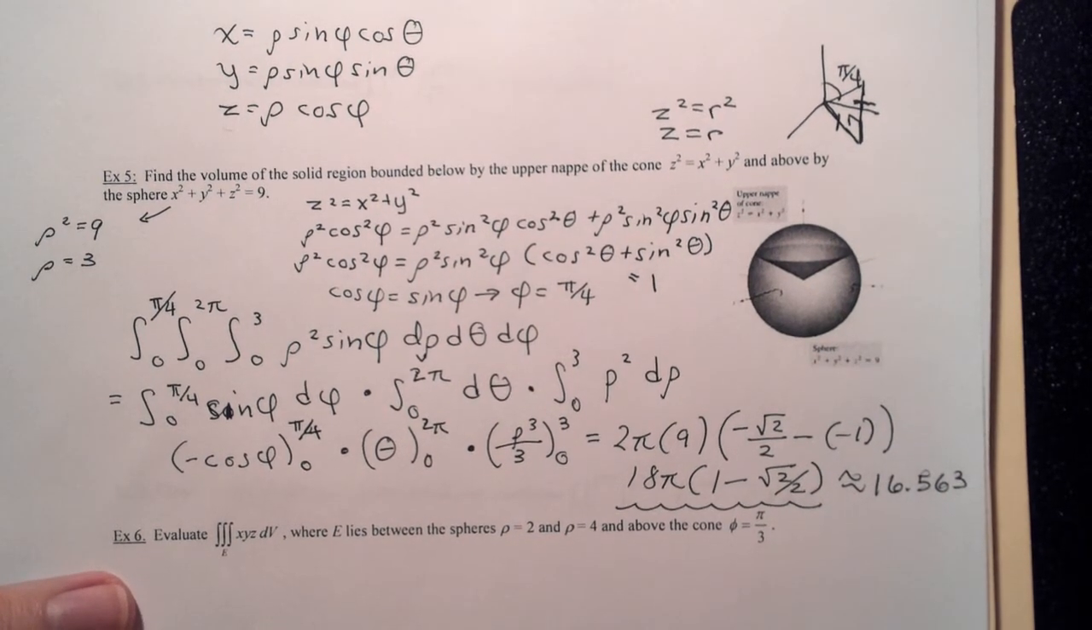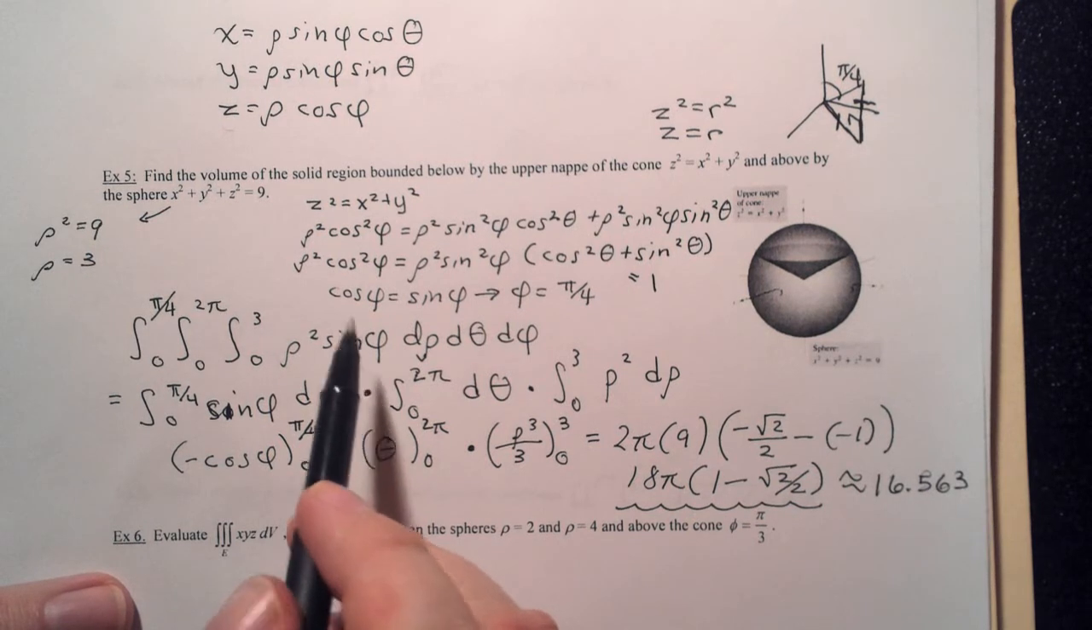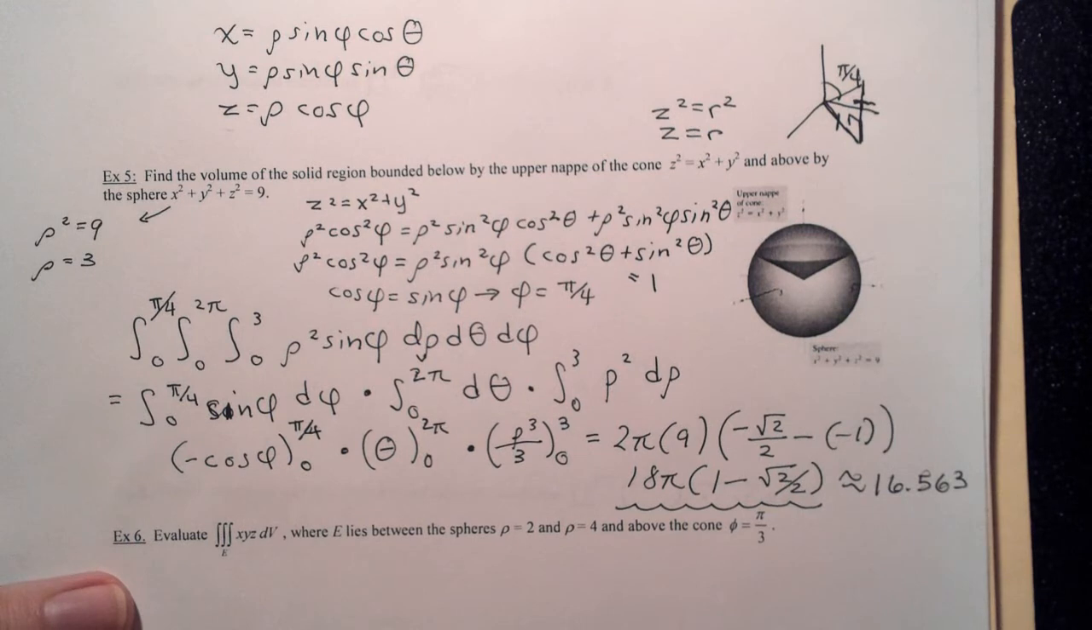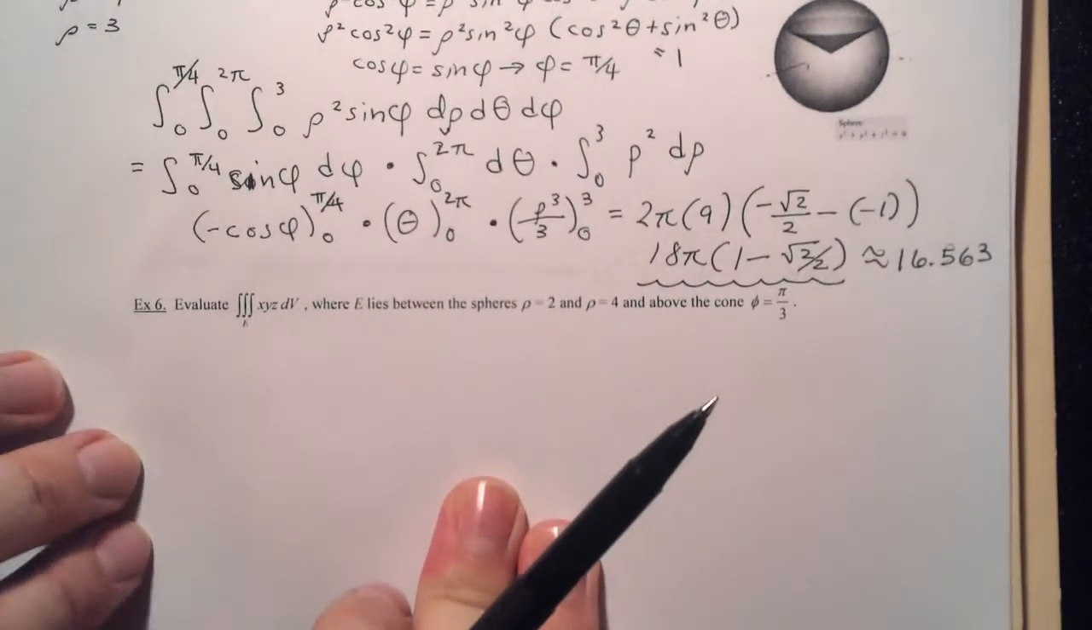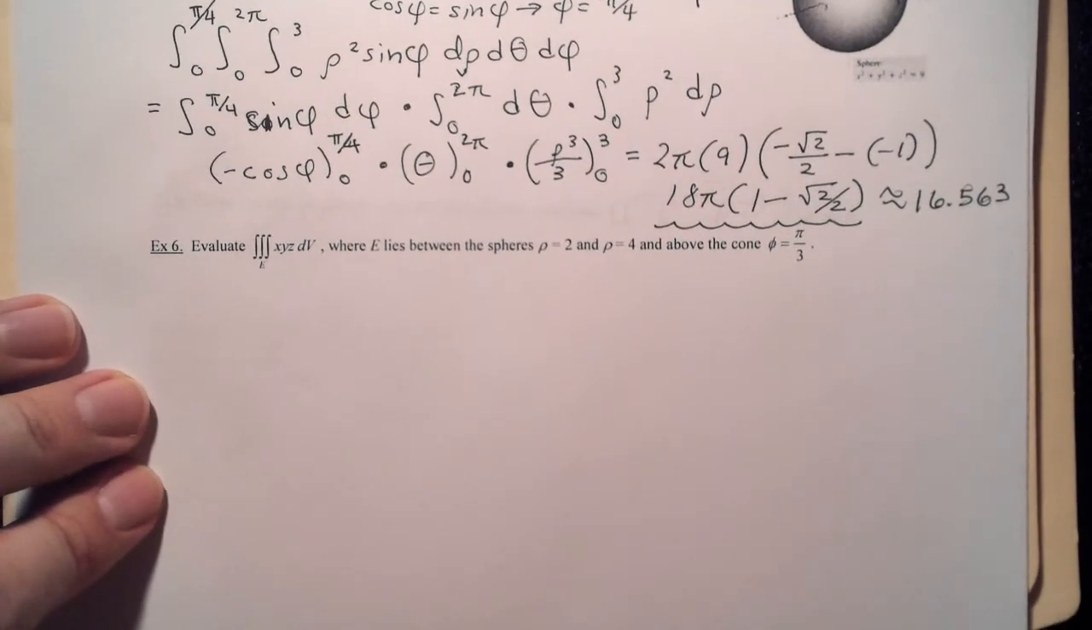But the key here in understanding this, we need to know how to set it up. Again, we have this extra factor because of the spherical coordinate conversion. And like I said, a big part of this is understanding where I get rho, where I get phi bounds from. I want to evaluate the triple integral in this next problem of xyz, where E lies between the spheres rho equals 2 and rho equals 4, and above the cone phi equals pi over 3.